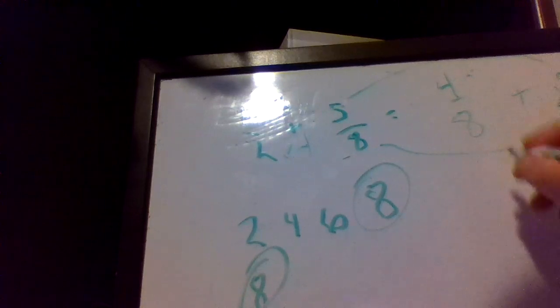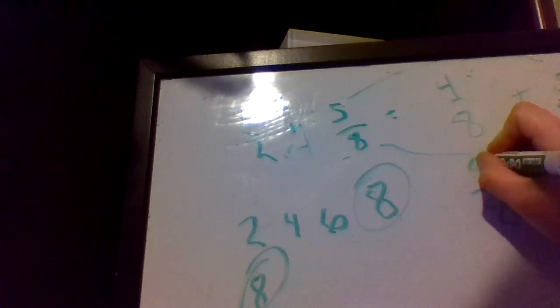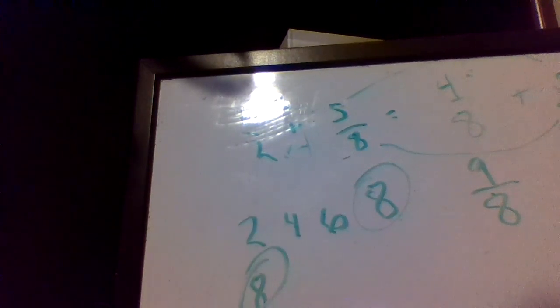Now we're ready to add. We're going to add our denominators. Wait, no we're not. We're going to keep our denominator. And we're going to add our numerators. 4 plus 5 is 9. Now, that's an improper fraction, so we have to do something with that. However, we'll do that in a later video as well. Today, I'm worried about finding the common denominators so we can add and subtract fractions.